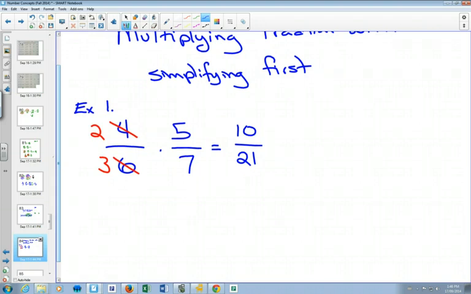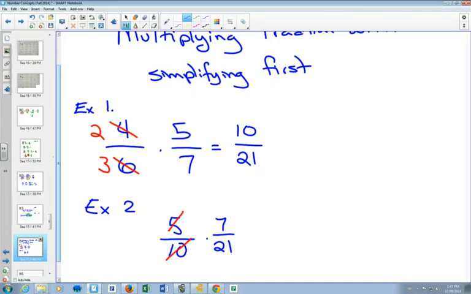Sometimes you can simplify within one fraction. Sometimes you can simplify in both of the fractions. So let's say I had 5 over 10 multiplied by 7 over 21. Can you simplify the 5 and the 10? Yeah, you can divide both of those by 5. That would become 1, and this would become 2.